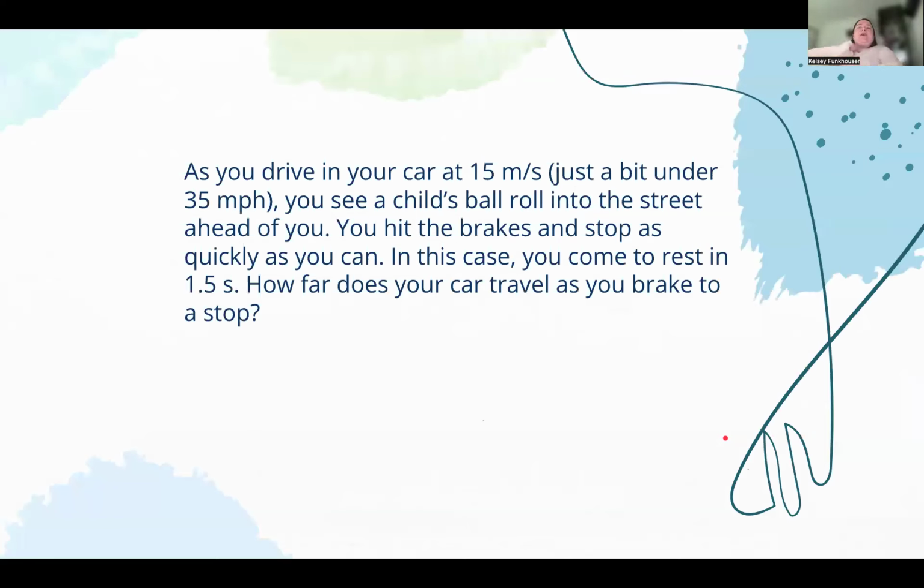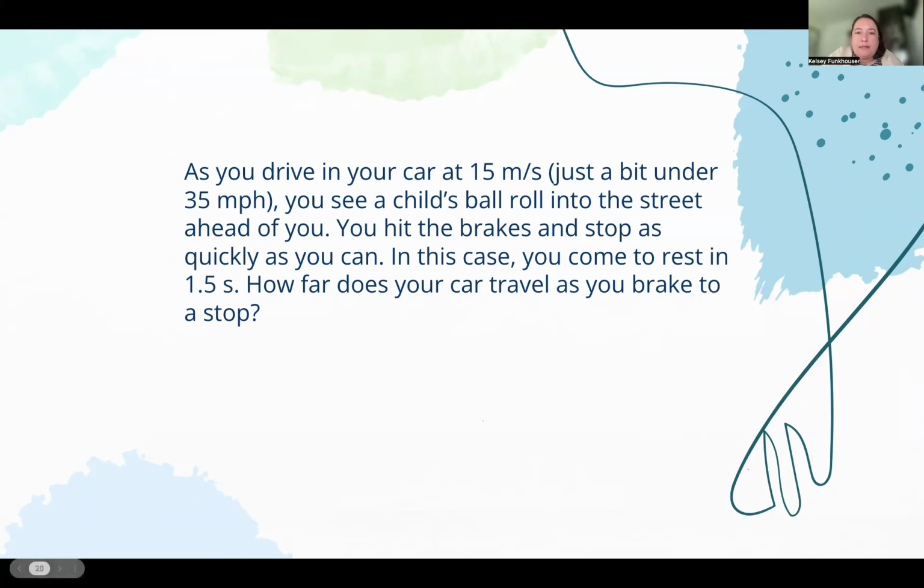It says, as you drive your car at 15 meters per second, which is just a bit under 35 miles per hour, you see a child's ball roll into the street ahead of you. You hit the brakes and stop as quickly as you can. In this case, you come to rest in 1.5 seconds. And the question asks, how far does your car travel as you brake to a stop?